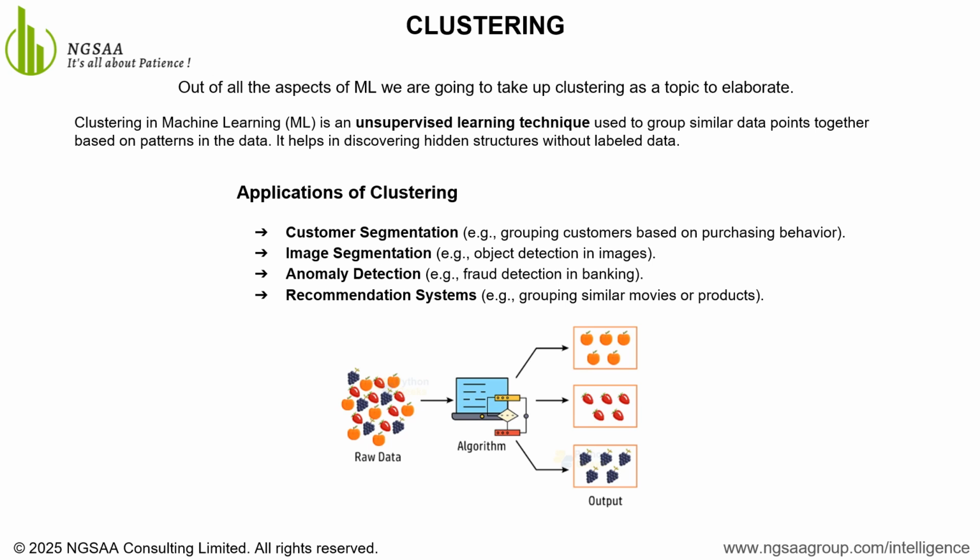4. Recommendation systems. Group similar movies, products, or music based on user preferences. Example, in Netflix, Spotify, Amazon product recommendations. Relevance to IPL data analytics. Player segmentation. Grouping players based on their batting or bowling styles. Team performance clustering. Identifying similar teams based on performance metrics.